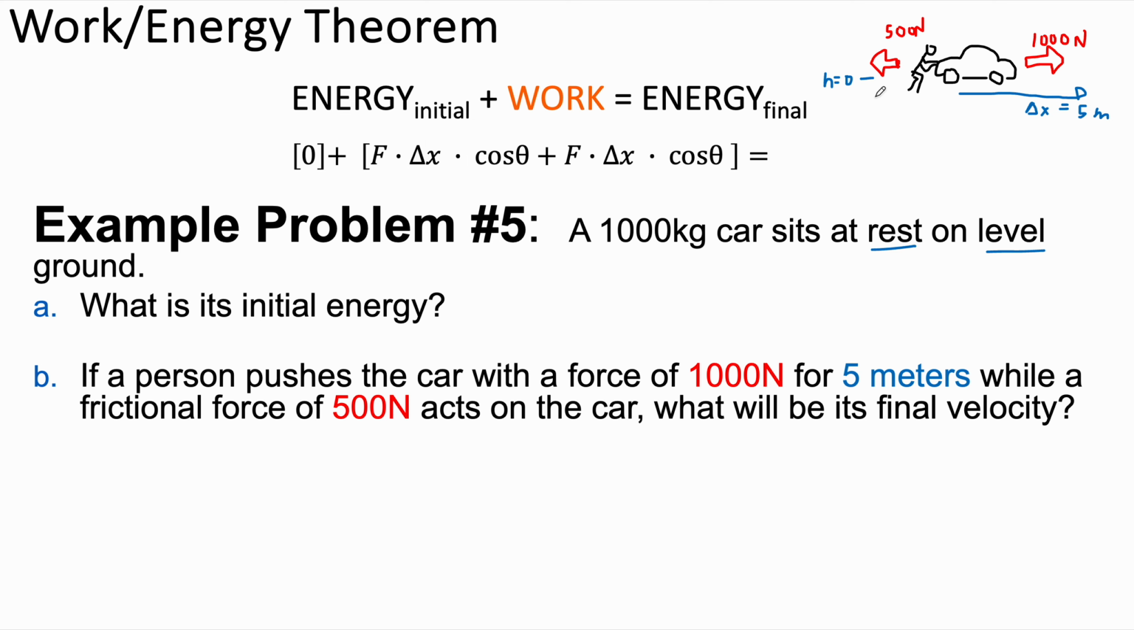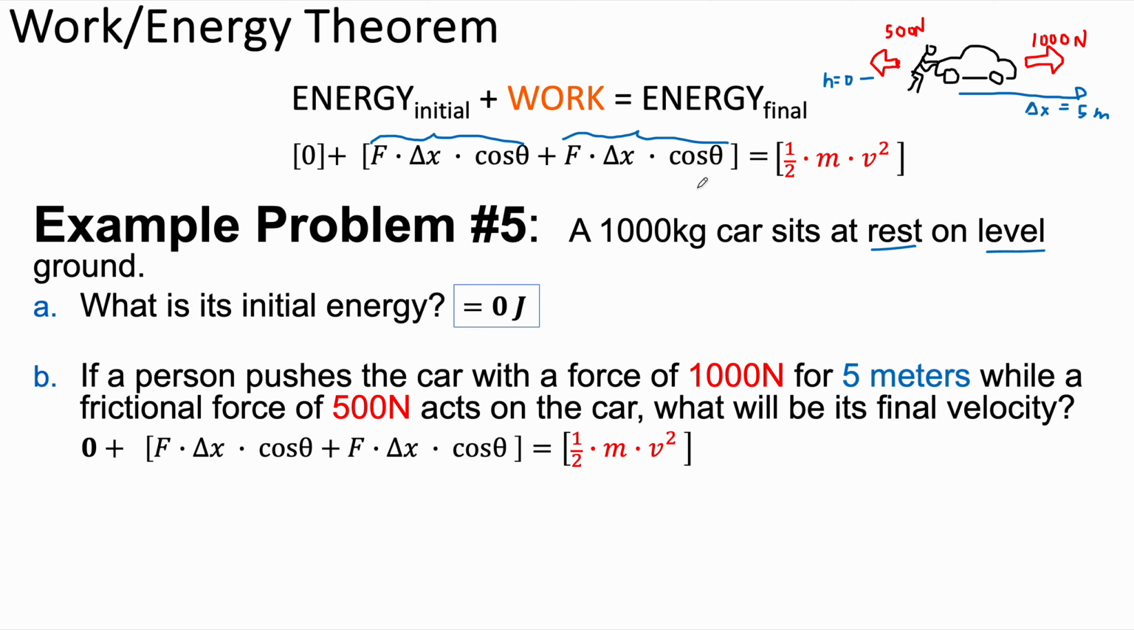Now the work being done is both the work being done by the person and the work being done by friction. So the total work in this case is the sum of both of those. And our final energy is going to be kinetic again. So initial energy of the car, 0. That's easy.